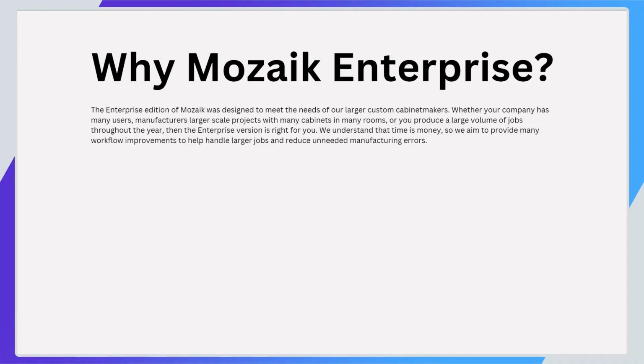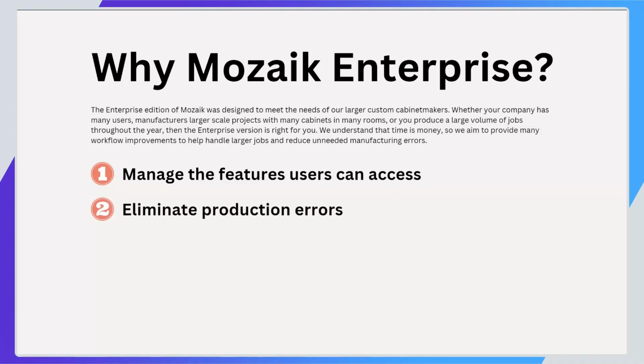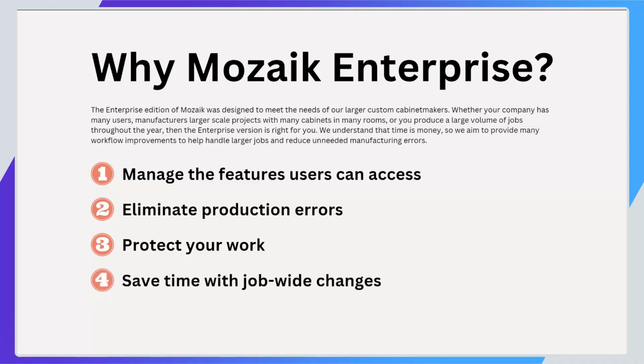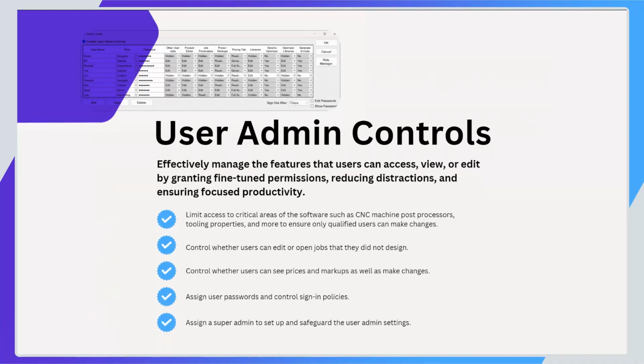So why Mozaik Enterprise? Well, the first reason is that it gives you the ability for the users to access which features they can control. So you can lock people in and out of certain features of the software. You've got the ability to eliminate production errors by having a high detail view of the job. You can protect your work by having a more robust backup and job recovery system. You can save time with job-wide changes, which is a really useful feature. And then finally, you can find, sort, and manage jobs. And we're going to take a look at each one of those in a bit more detail.